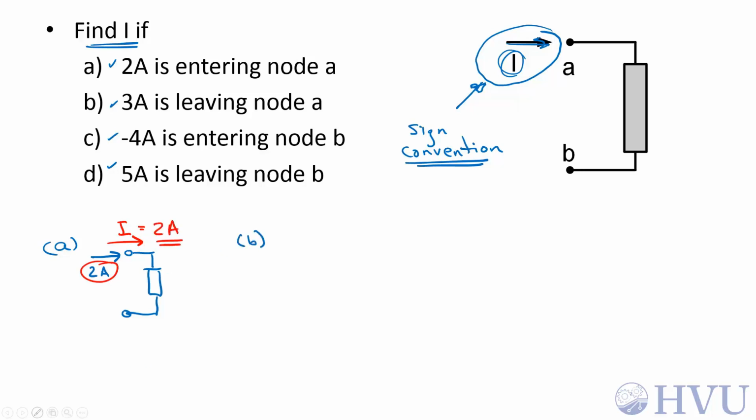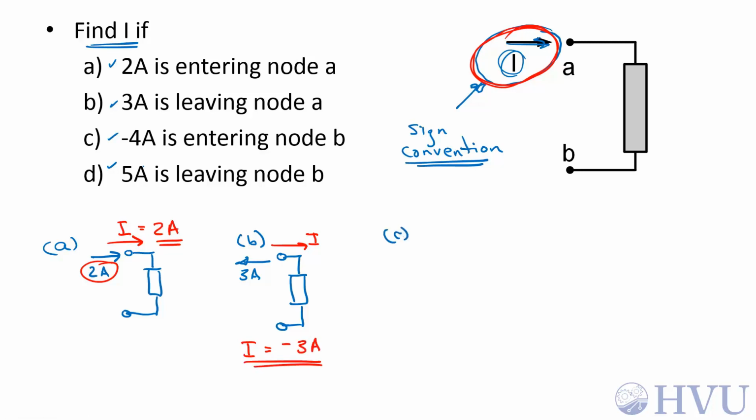For part B, 3 amps is leaving node A. So let's redraw the circuit with the correct current. We have 3 amps leaving node A. To determine I, we have to stick with this sign convention for I. So I is positive entering node A. These 2 arrows are in opposite directions, so I have to change the sign on I, so I is equal to negative 3 amps for this case.